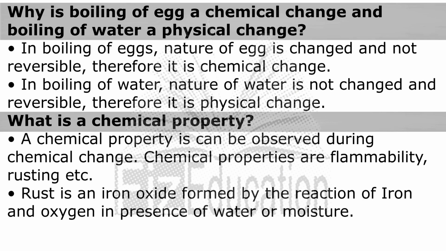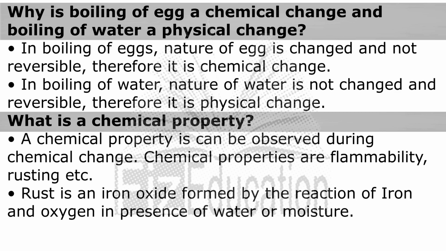Why is boiling of egg a chemical change and boiling of water a physical change? In boiling of eggs, nature of egg is changed and not reversible, therefore it is chemical change. In boiling of water, nature of water is not changed and reversible, therefore it is physical change.